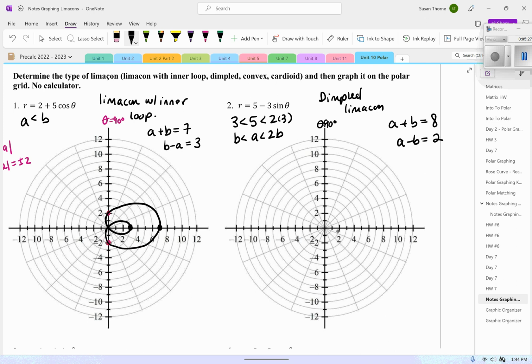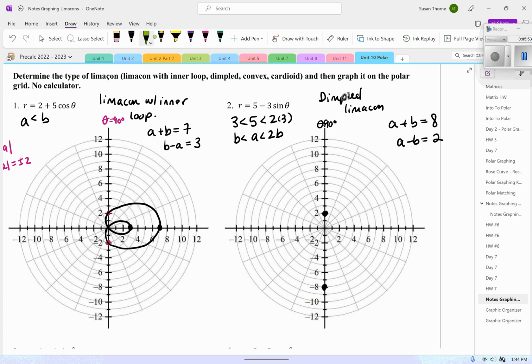Or if you want to think about it like your y-axis, but it's not really your y-axis. So if we then plot these points, because it's minus 3 sine theta, that minus right there tells us instead of going up a distance of 8, we're going to start at the pole and go down a distance of 8 for that maximum r value. And then we're going to go 2 in the other direction, because a minus b is 2 for the distance. And then we have the other intercepts.